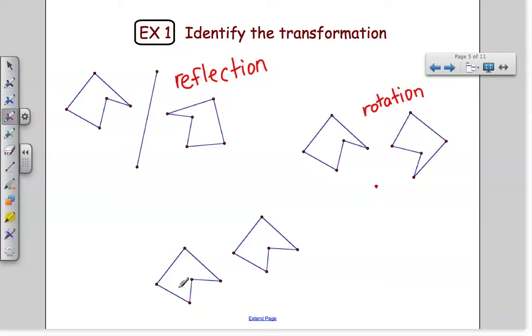And finally here, the shape looks exactly the same. It's just that every point moved. And actually, the cool thing about translations, if you would draw a line connecting corresponding vertices, that line should always be parallel and the same distance there. And that is a translation. We're translating where it is, we're just sliding it.